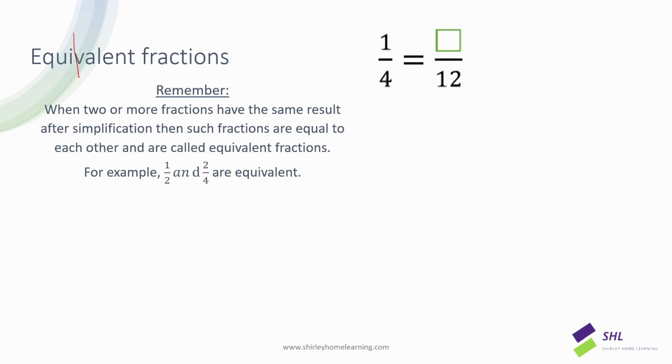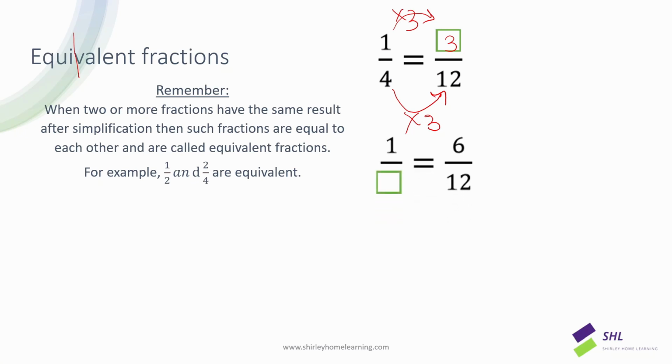Or if I have a quarter and I want to make that into something over 12, I have basically multiplied by 3. So in order to make an equivalent fraction, I need to multiply the top by 3 as well. So 1 times 3 is 3. So 3 over 12 is an equivalent fraction of a quarter.